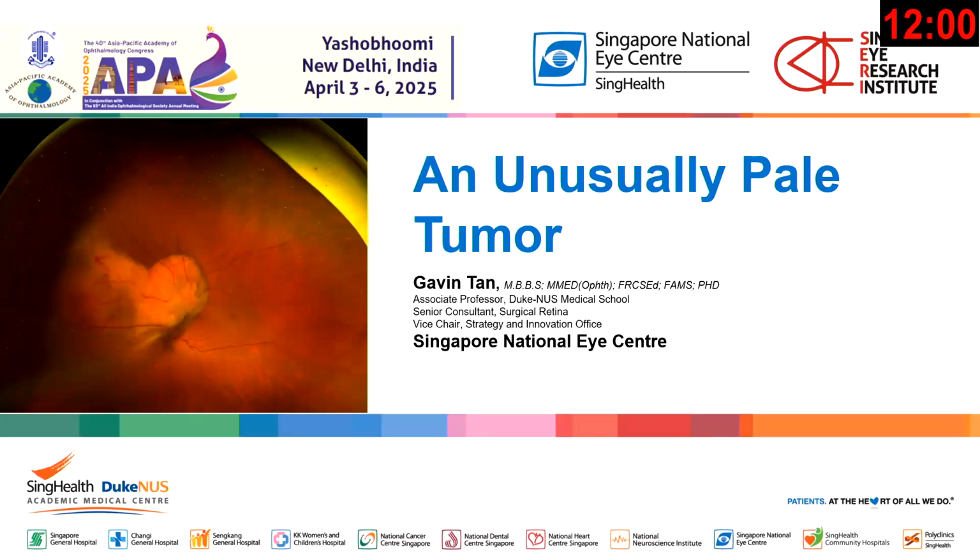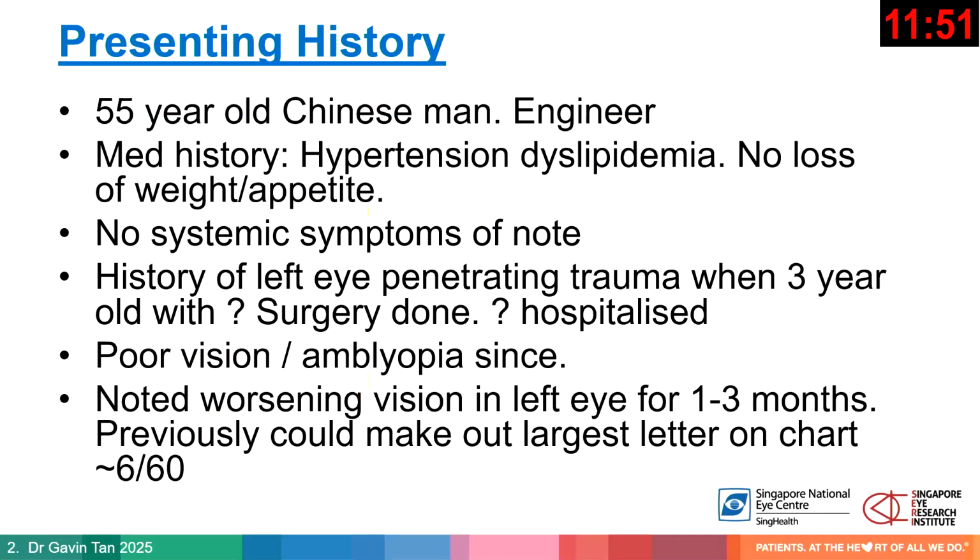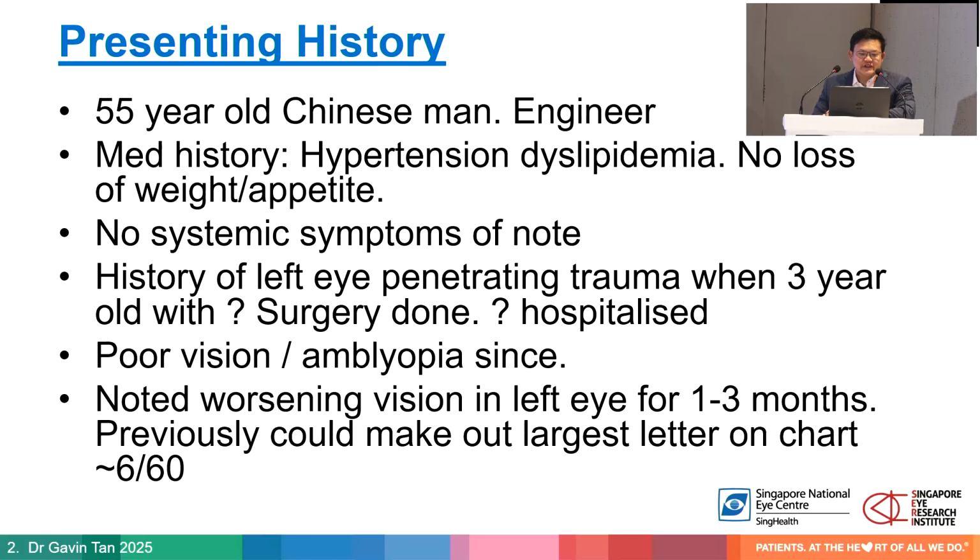Okay, so I'm going to take us through a case, and I think the case just sets the scene for how we should approach choroidal tumors that are atypical in general. So this was a 55-year-old Chinese man, not much medical history, hypertension, dyslipidemia, quite expected for the age, had no systemic symptoms. He did, however, have a history of penetrating trauma with some surgery done when he was a child, so we couldn't get a great history.